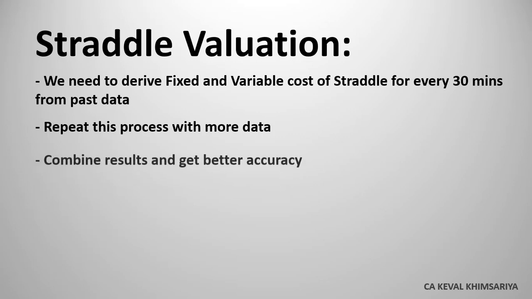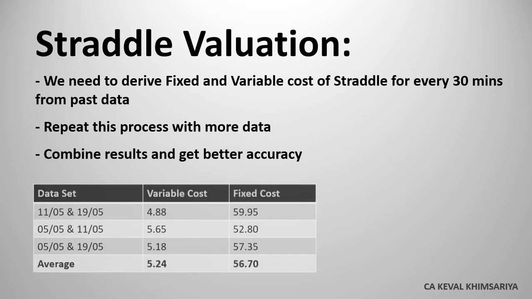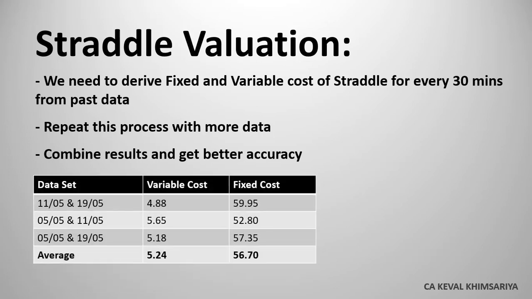The third step is to combine results and get better accuracy. So how can we combine? To show you, I'll give you one example. In our previous slide, we did this comparison of the 11th May and 19th May data, and we found a variable and fixed component of the option, that is, the straddle premium.